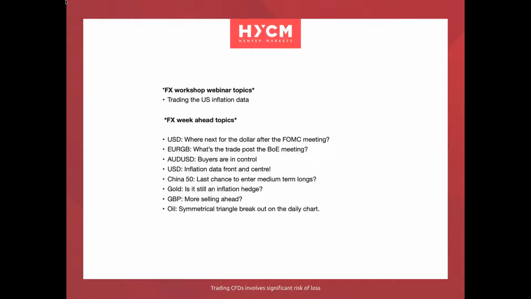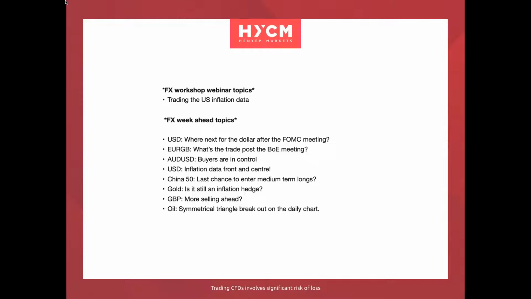We'll now be looking at the dollar after the FOMC meeting. I'll give a rough overview, obviously, and I'll complete the story on Wednesday. We're looking at euro pound. What's the trade after the BOE meeting? Aussie US dollar. I'll explain why buyers are still in control, but I'll also explain the ups and downs of that outlook. US inflation data front and center. We'll briefly cover that as well. China 50. Last chance to enter medium-term longs. I'll show you what's going on with the China 50 index.